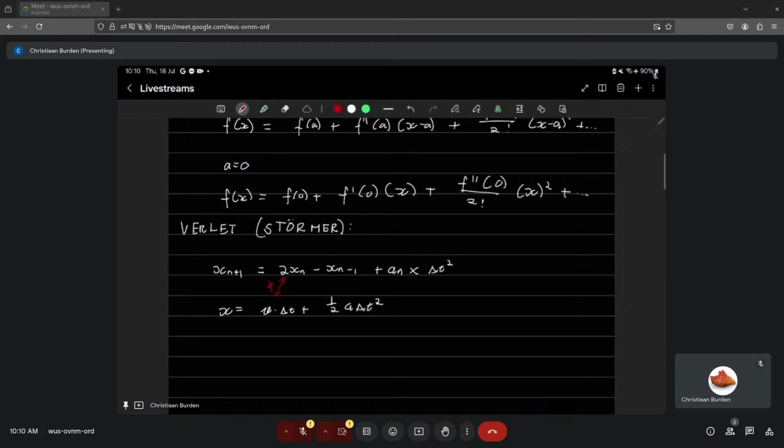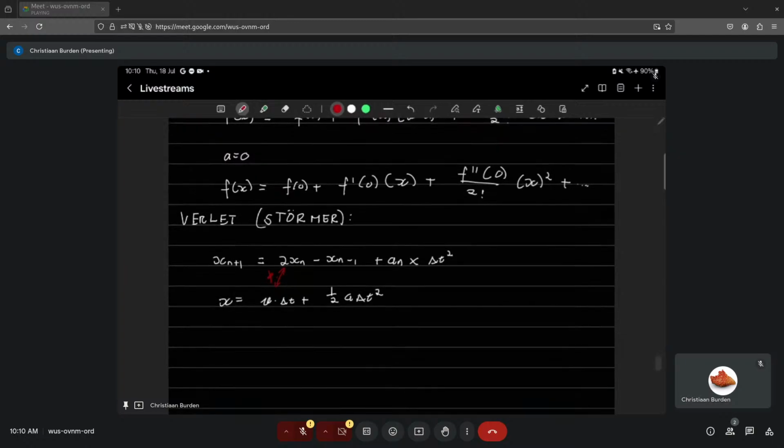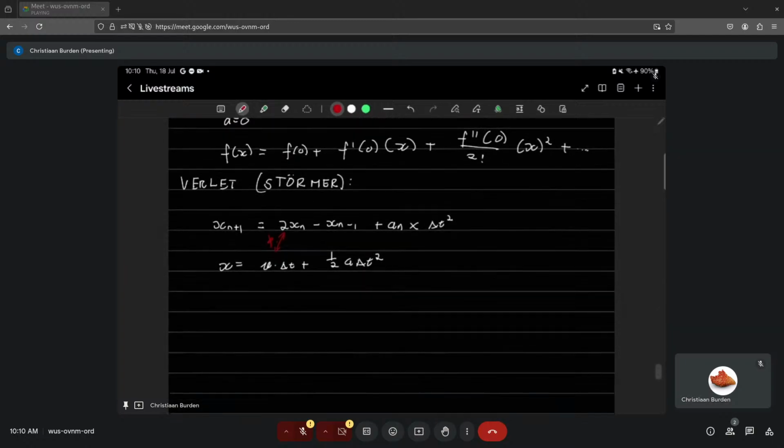But we're using discretization, we don't have infinite time intervals. So notice this, n plus 1. This is the next position. So this is the position for the next frame, this is the position of the current frame, and this is the position of the previous frame. And this is the acceleration of the current frame. So let me show you a little bit how they derive this.